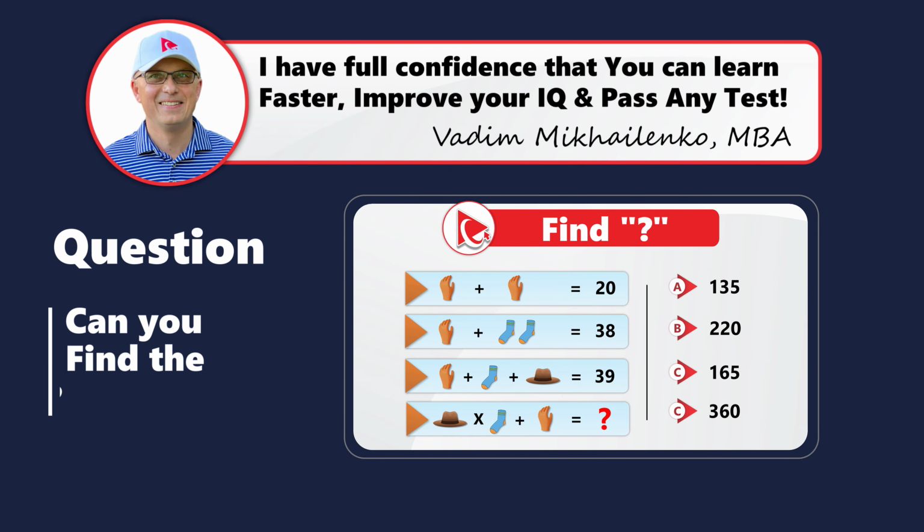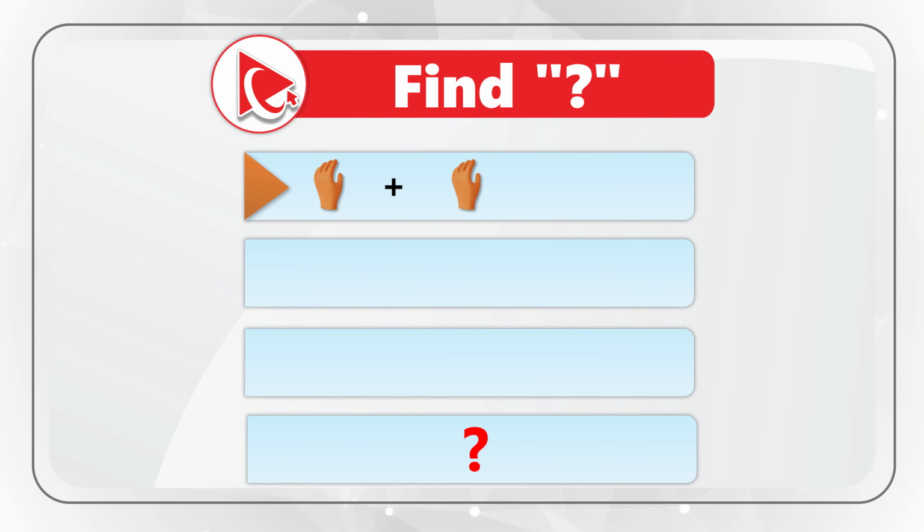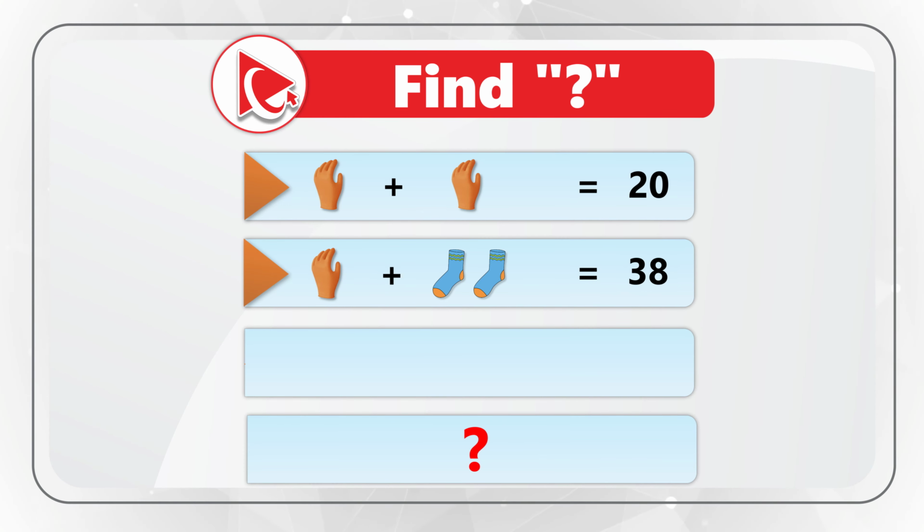Here's one of my favorite questions where you test your mental skills as well as attention to details. You're presented with a series of equations and you need to calculate the missing number. The first equation is glove plus glove equals 20. Second equation is glove plus 2 socks equals 38. Third equation is glove plus sock plus hat equals 39.